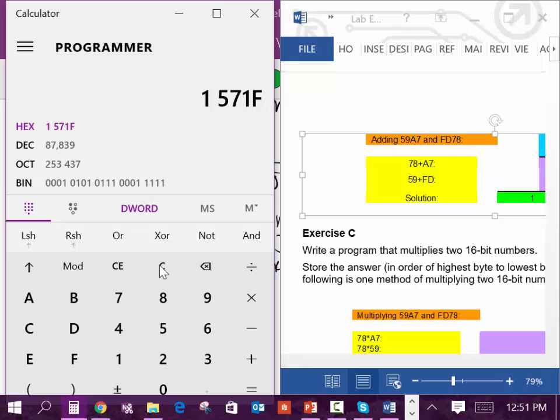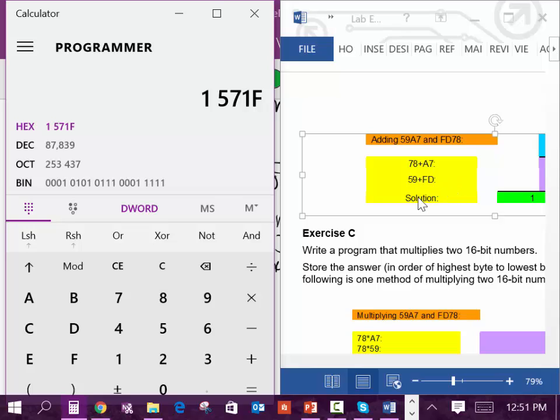And notice that we've got a carry out right there. But we have to add the 78 A7 first. That gets stored in one of the registers. That gets stored in R2. We add the 59 and FD with a carry. That gets stored in A1.